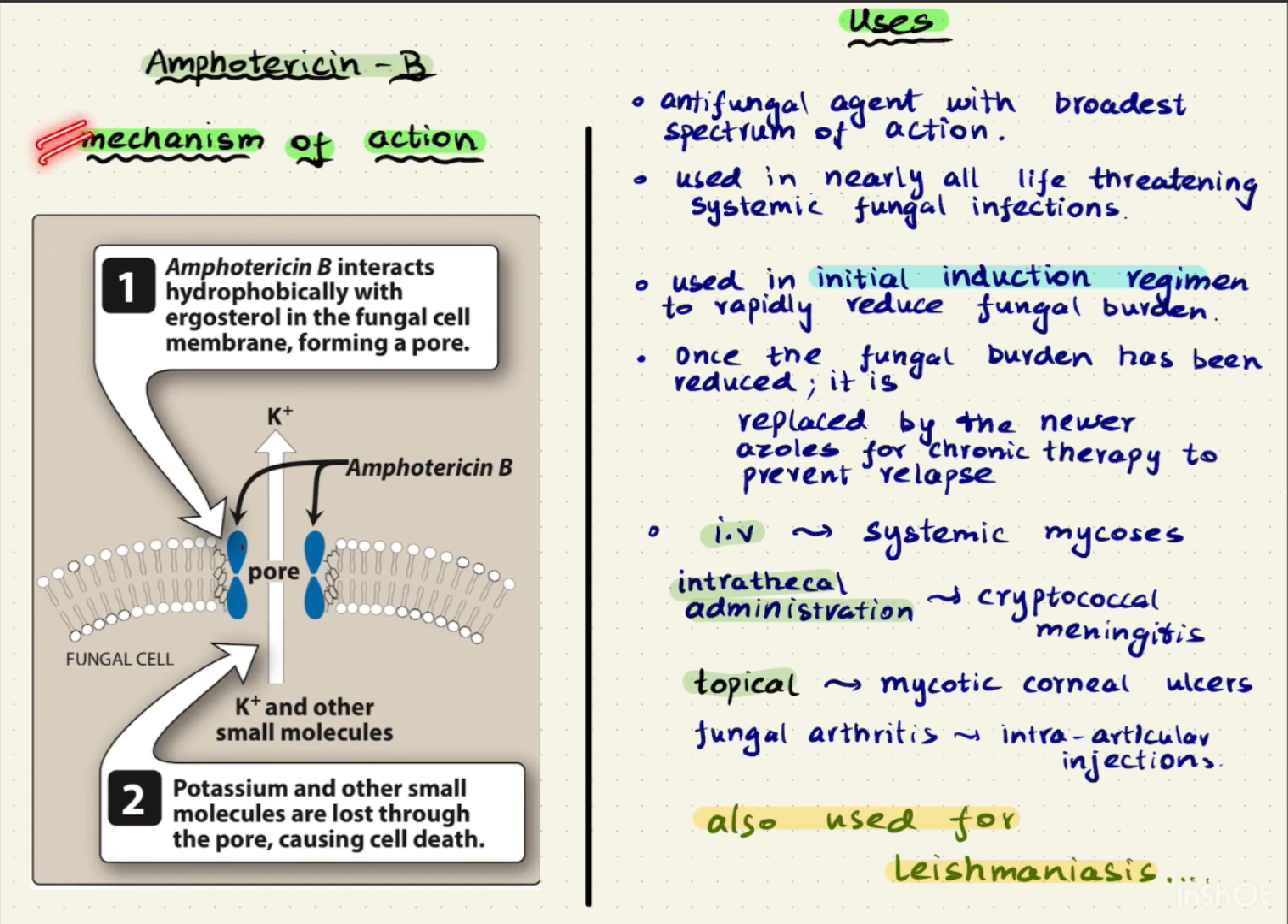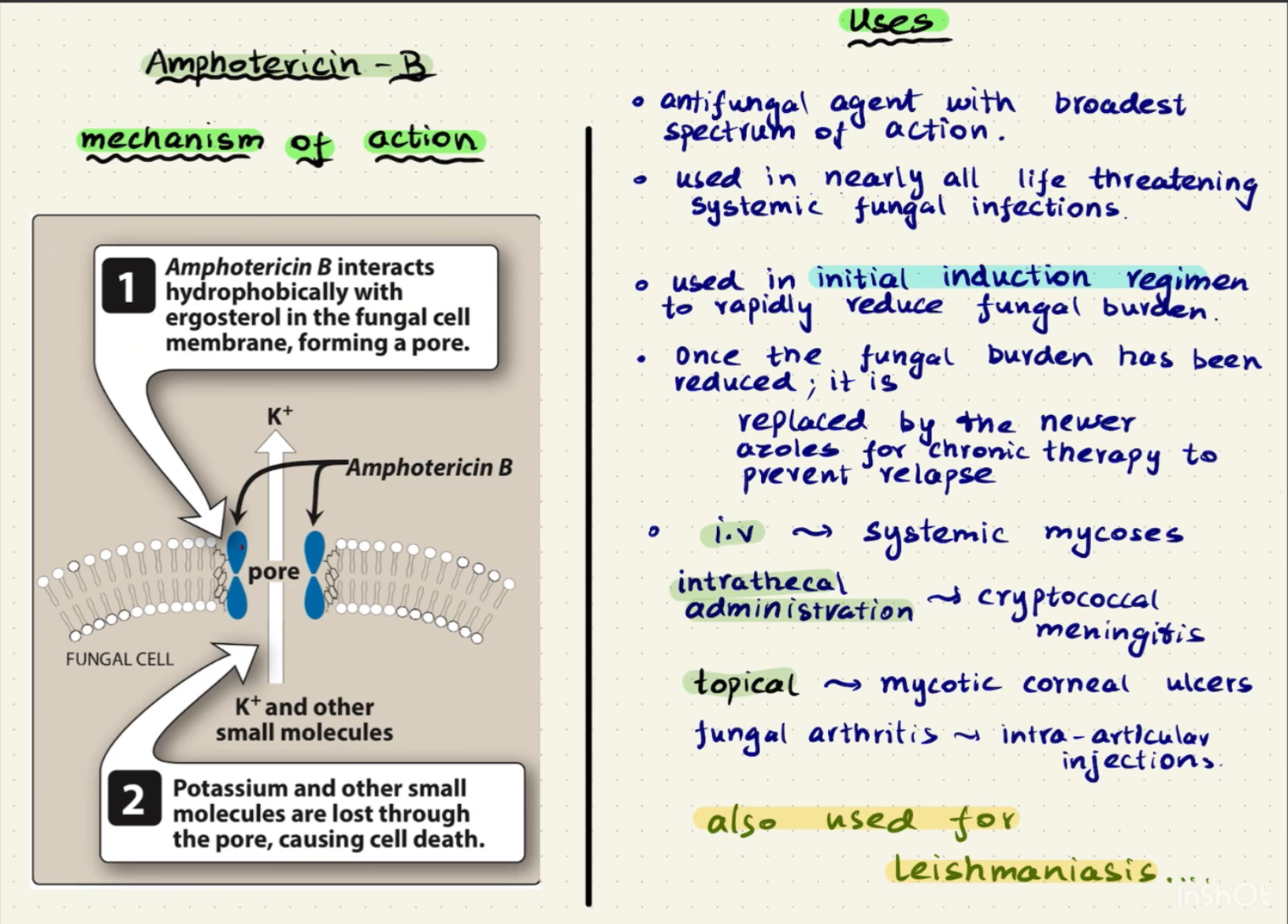First, let us see the mechanism of action of amphotericin B. Amphotericin B interacts with the ergosterol which is present in the fungal cell membrane. It has some affinity towards the ergosterol, and it forms numerous pores in the fungal cell membrane through which there is loss of electrolytes like potassium, etc., which will lead to fungal cell death. This is the mechanism of action of amphotericin B.